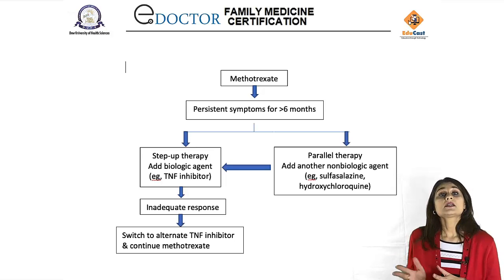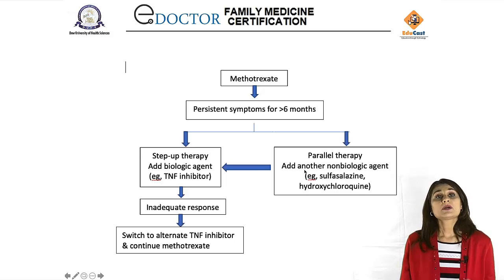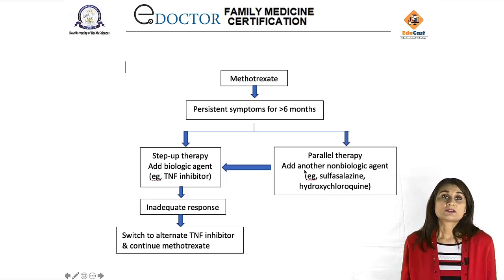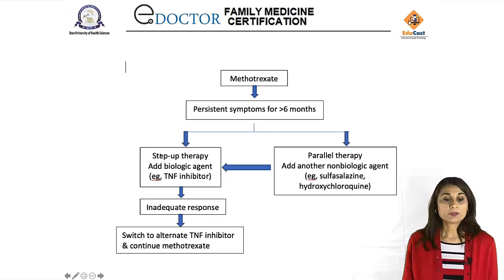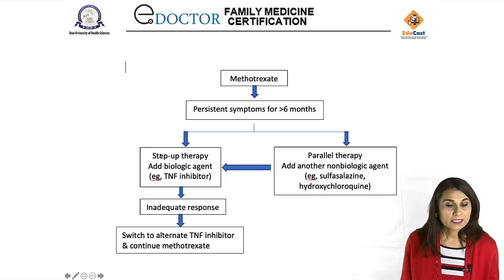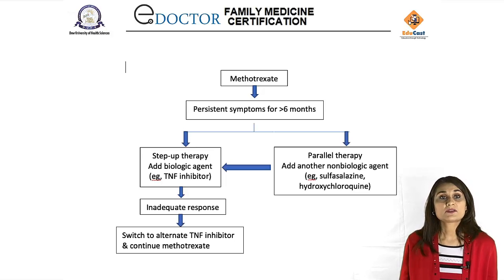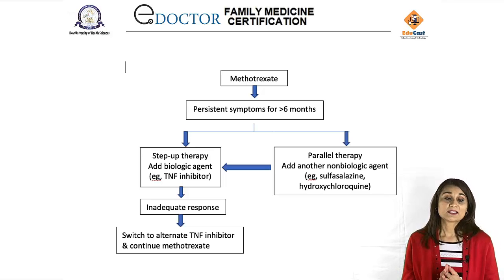The other choice we have is parallel therapy. So add a non-biological agent: you will add sulfasalazine and hydroxychloroquine to your methotrexate. Then you can also go to step-up therapy, same thing: add the biological agent. If there is an inadequate response, switch the tumor necrosis factor alpha inhibitor to the other drug and continue methotrexate. I hope you understand how the management works.